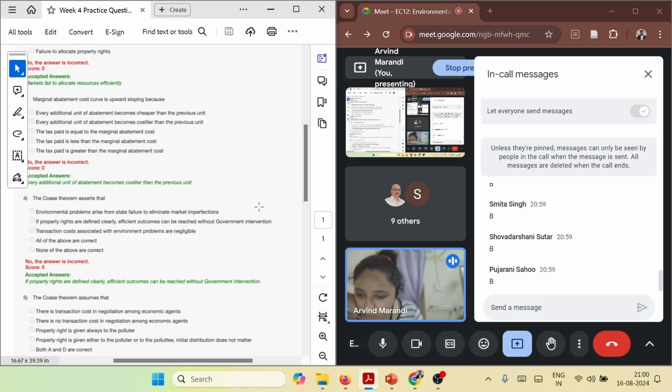Coase theorem assumes that there is transaction cost for negotiation among economic agents. There is no transaction cost for the negotiation among economic agents. Property rights are always given to the polluter. Property right is given either to the polluter or pollutee. And the last one is both A and D. So the assumption I have just shown in the slide.